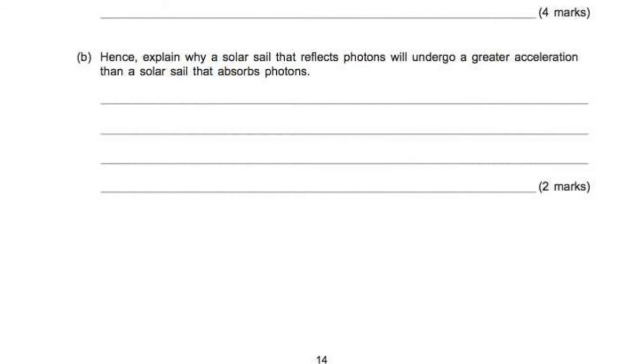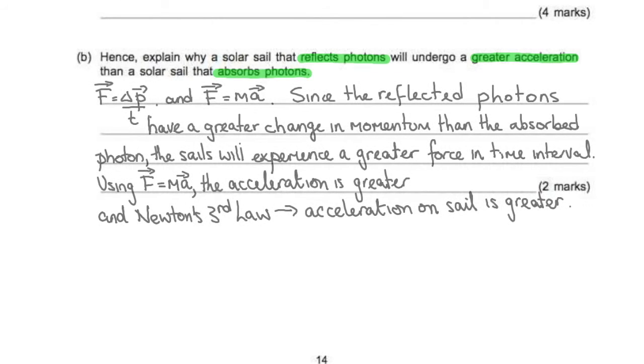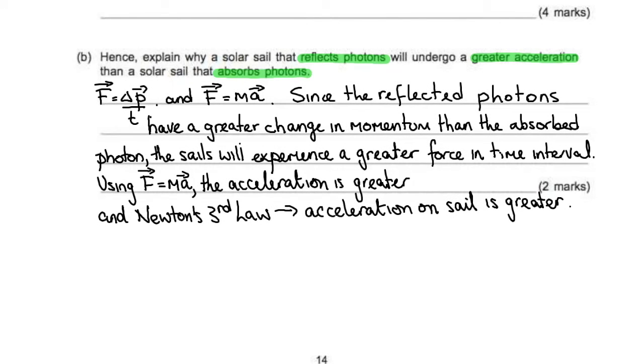For part B, we're asked to explain why a solar sail that reflects photons will undergo a greater acceleration than a solar sail that absorbs photons. The key to this question is to now explain the greater acceleration that is experienced by the solar sail. We can use the relationship that force is equal to the change of momentum over time to explain that the reflected photons have a greater change of momentum in the same amount of time than the absorbed photons, and hence the sail will experience a greater force in that time interval. And using Newton's third law, and that force is equal to ma, the acceleration acting on the sail is going to be greater.